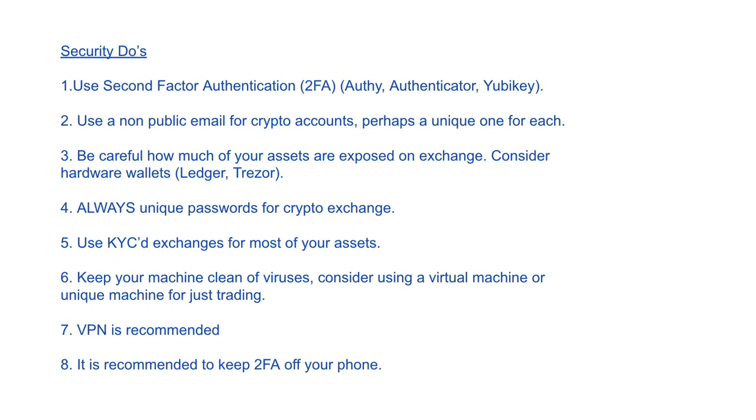Keep your machine clean of viruses. Consider using a virtual machine or a unique machine for just trading. A virtual machine is like, for example, I have a Mac and I have Windows running on the Mac as well. That would be a virtual machine, and I don't use that one for trading, but that's an option. Or for instance, you get a Chromebook, because you only really need an internet portal. You can get a Chromebook cheaply, for a couple hundred dollars, and use that to trade crypto, and it's not going to get a lot of viruses if all you're doing is going to the exchanges.